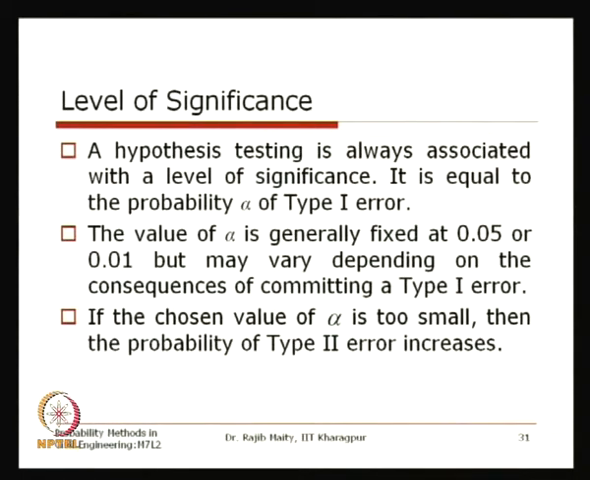Level of significance: a hypothesis test is always associated with a level of significance. It is equal to the probability alpha of the type 1 error. As we have discussed earlier, this value of alpha is generally fixed at 0.05 or 0.01, but may vary depending on the consequence of committing the type 1 error. If the chosen value of alpha is too small, then the probability of type 2 error generally increases.